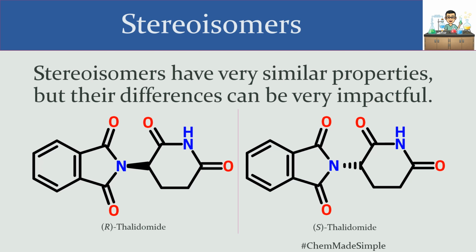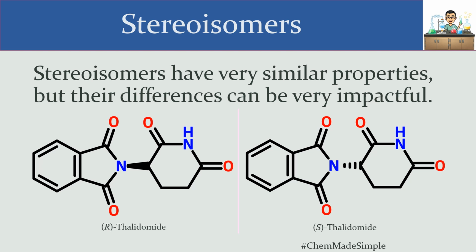And so stereoisomers, because they have the same functional groups, and those functional groups are on the same carbons, are going to have very similar properties. But in the differences that they do have, sometimes those differences can be very, very impactful. So to give you an idea, there's this molecule called thalidomide. And thalidomide was a drug that was introduced to the market in the late 50s and in the early 60s. And one of the uses for thalidomide was that it was used to treat morning sickness.